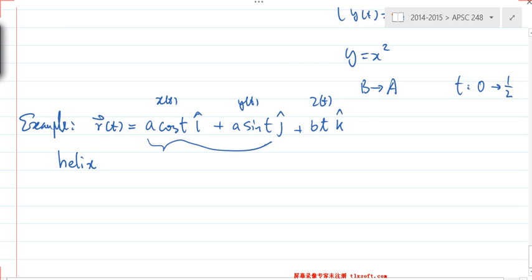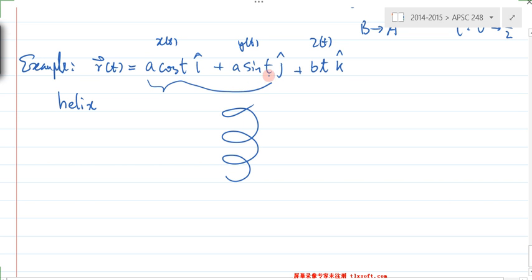If I just look at x and y here, as t changes, this portion describes what? A circle, right? At the same time, when t changes, that component is going straight up, because when t increases, bt increases. So you will experience a spiral motion, or helical motion, here. The helix.